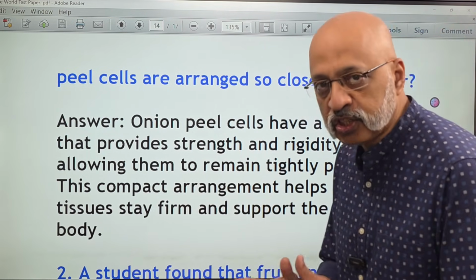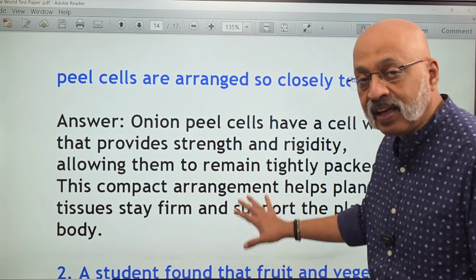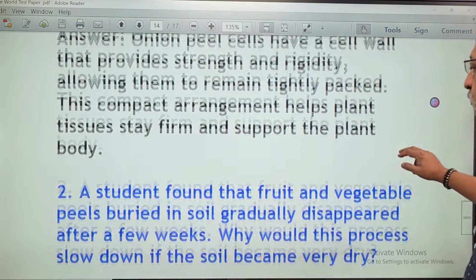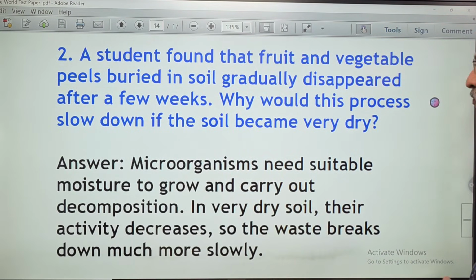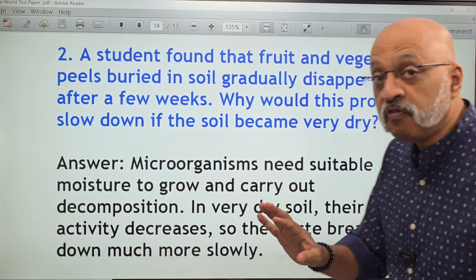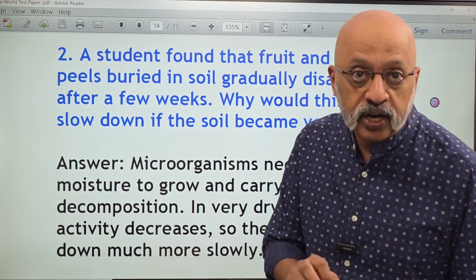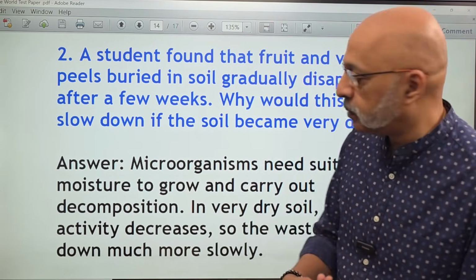So your language needs to be formal while ensuring that you include all the keywords and give all the information in terms of reasoning. A student found that fruit and vegetable peels buried in soil gradually disappeared after a few weeks. Why would this process slow down if the soil became very dry? So you see, different kinds of conditions are being provided to you in order to test whether you have really understood the concept or not.